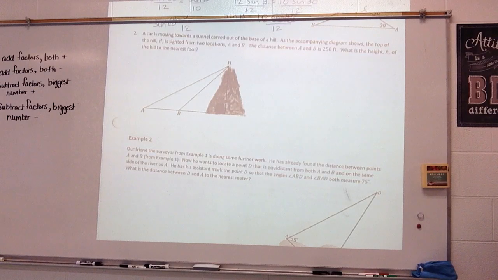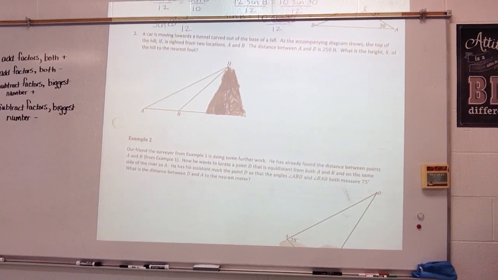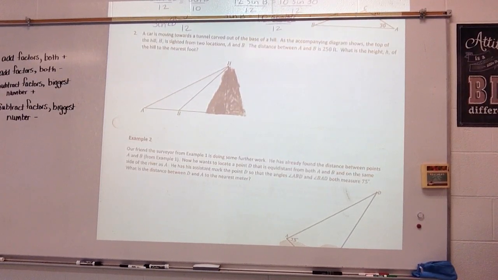A car is moving towards a tunnel carved out at the base of a hill. As the accompanying diagram shows, the top of the hill H is sighted from two locations, A and B. The distance between A and B is 250 feet. What is the height H of the hill to the nearest foot?